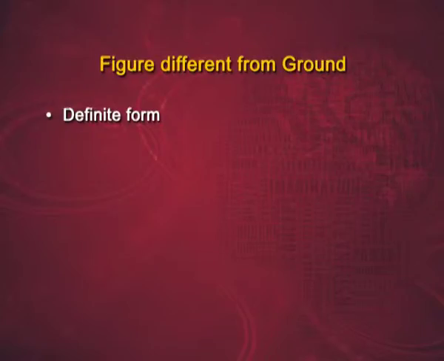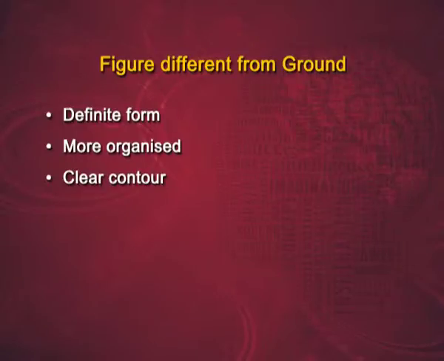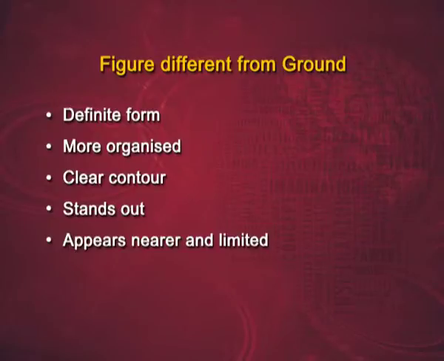How do we differentiate figure from ground? A figure is known to have certain basic characteristics with relative importance to ground. Figure is a definite form, whereas a ground is spread behind it. A figure is more organized with respect to the ground. There is a clear contour that outlines the figure. A figure stands out, whereas the ground remains in the back and it does not stand out specifically. Also, a figure appears nearer and is limited, whereas the ground is unlimited. Hence, we are able to differentiate the figure from the background.